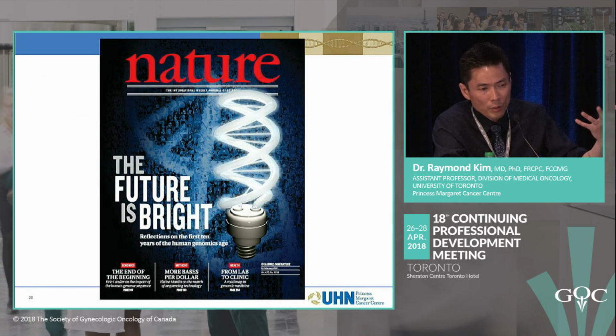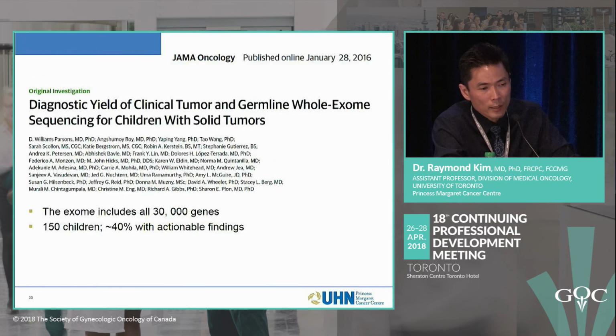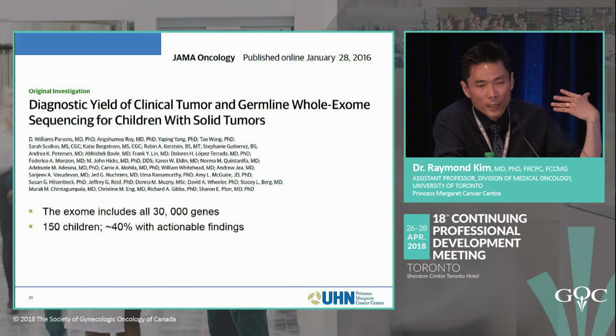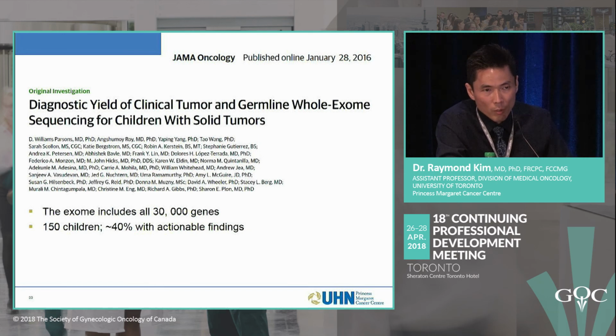But I'm going to talk to you very briefly about some new genetic technologies. We've been talking about panel testing and massively parallel sequencing, and now everybody is moving to whole genome sequencing and exome sequencing. So exome examines all 30,000 different genes in the human body, just the coding regions, which are called the exons. To give you an idea, that accounts for about 1% of the whole genome.